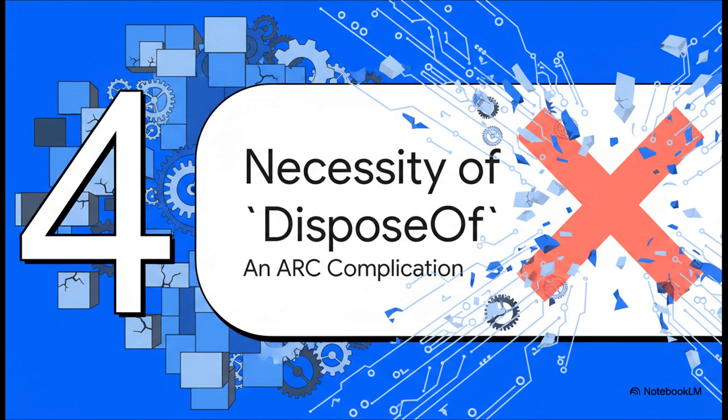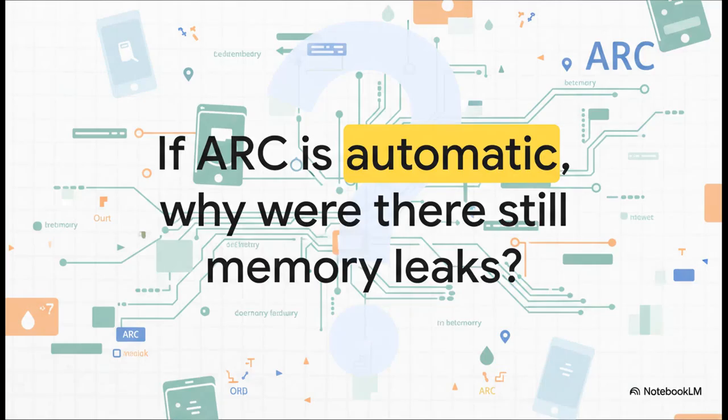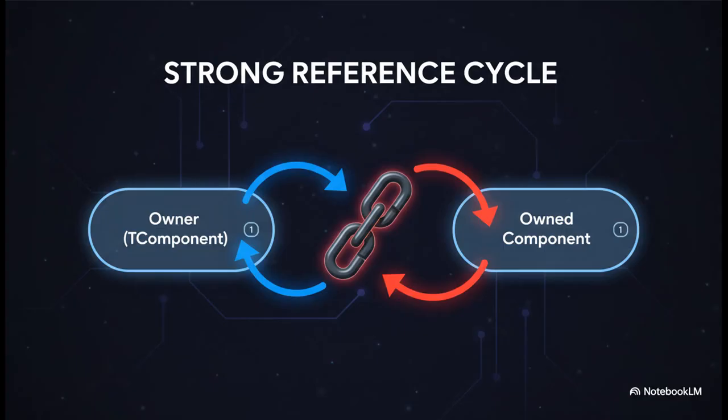entire component framework. And this was the big question, right? Developers were using the new ARC compilers, they were following the new rules, but their mobile apps were still leaking memory. So what was going on? The answer comes down to something called a strong reference cycle.